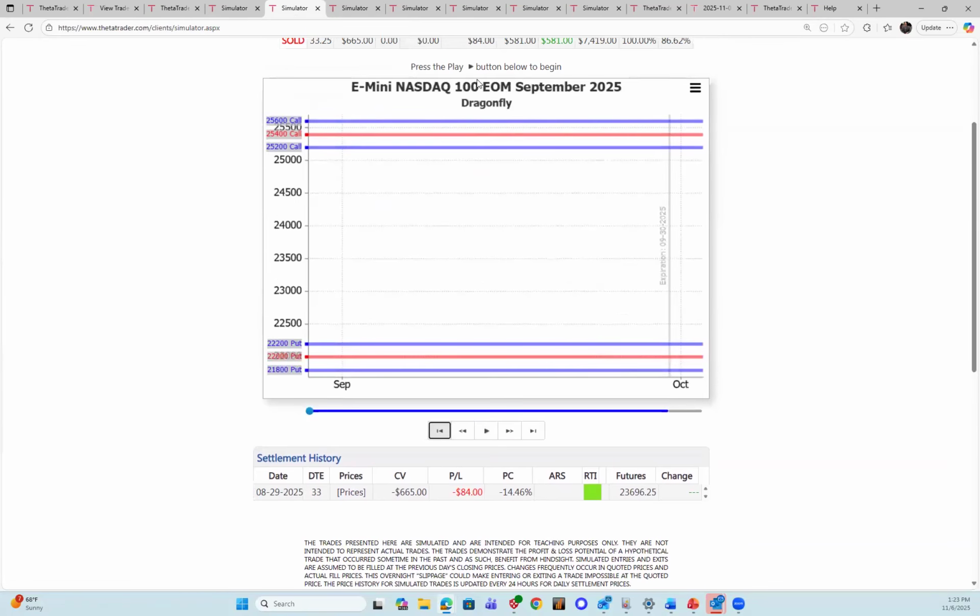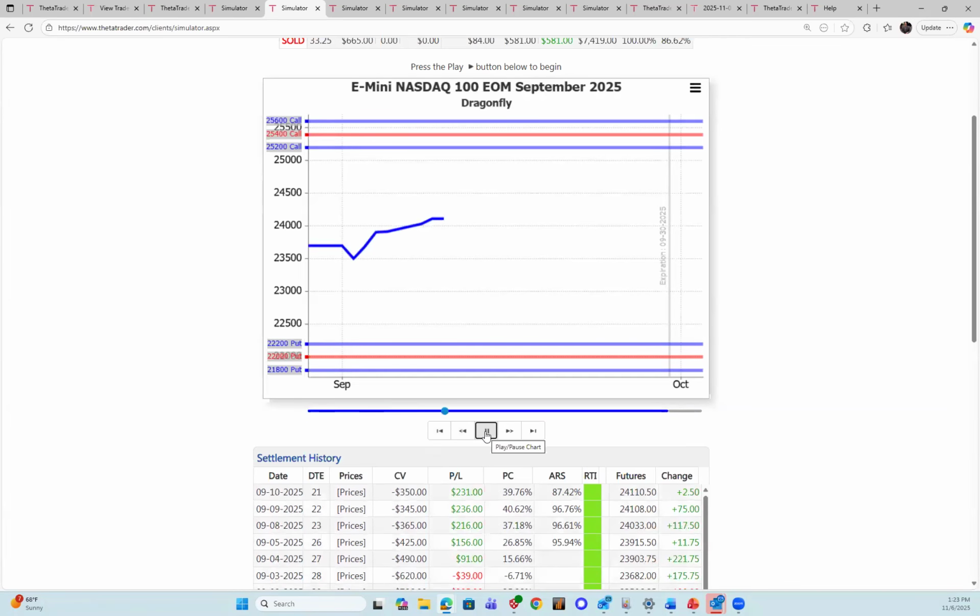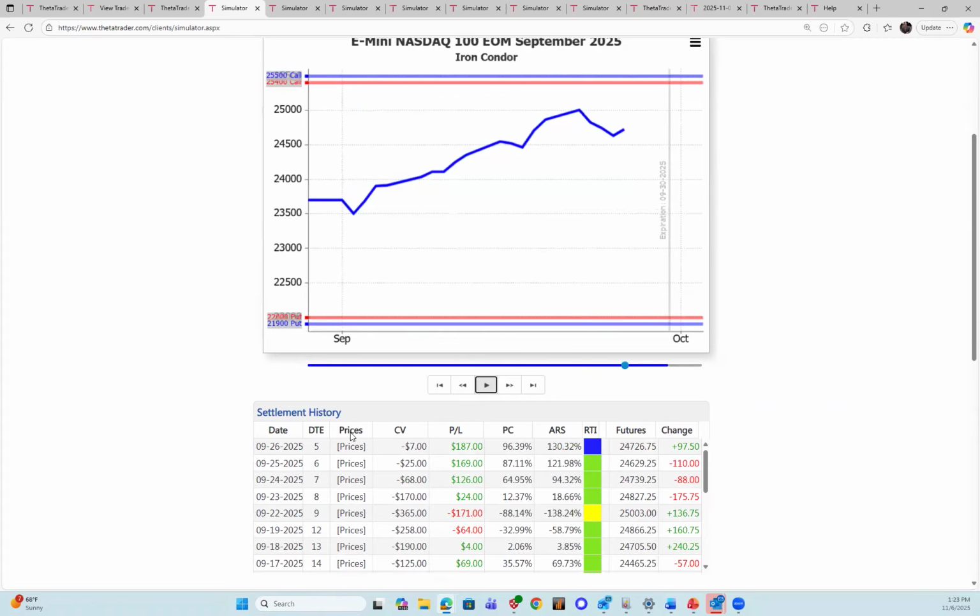So let's look at the NASDAQ end of month September Dragonfly and compare it to the Condor. Sometimes the Dragonfly will act and behave differently. So it's profitable, it's green, do nothing. Gets a little yellow there, still do nothing. But it actually turned profitable and gave you a profit-taking signal here, I should say, with the blue RTI with 7 days till expiration. And if we look back, you didn't get out of this condor, you had to wait an additional 2 days to get out for a profit-taking signal.